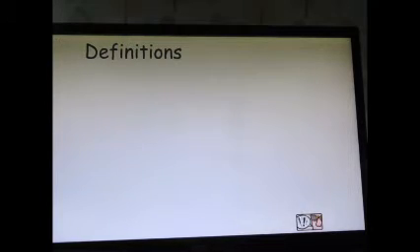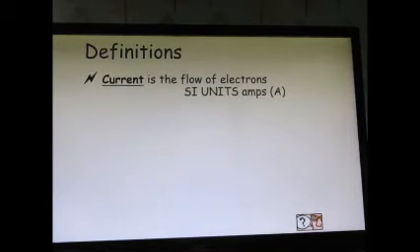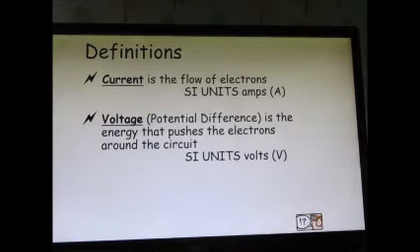There are three things that we need to make sure that we are really comfortable with in terms of the definitions. Current is the flow of electrons, and we measure that in amps using an ammeter. We've also got voltage. Sometimes it's referred to as potential difference, but it's the same idea, so you need to be confident with both of those descriptions. The voltage is the energy that pushes the electrons around the circuit, so that's what comes from the battery or from the power pack or from the main supply.